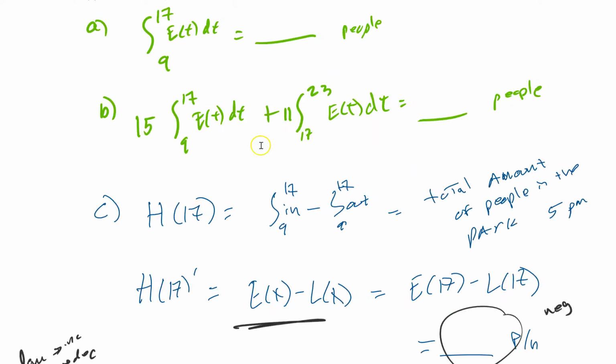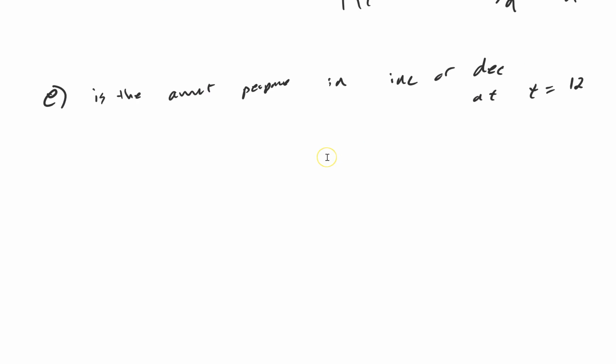People entering, people leaving. So if you want to know if the amount of people in the park is increasing or decreasing, you just want to compare the amount of people entering the park at 12 with the amount of people leaving the park at 12. You just compare these two. Whichever one's bigger wins. So if this one's bigger, then it's decreasing. If this one's bigger, then it's increasing. That's all you do. And that's net change.